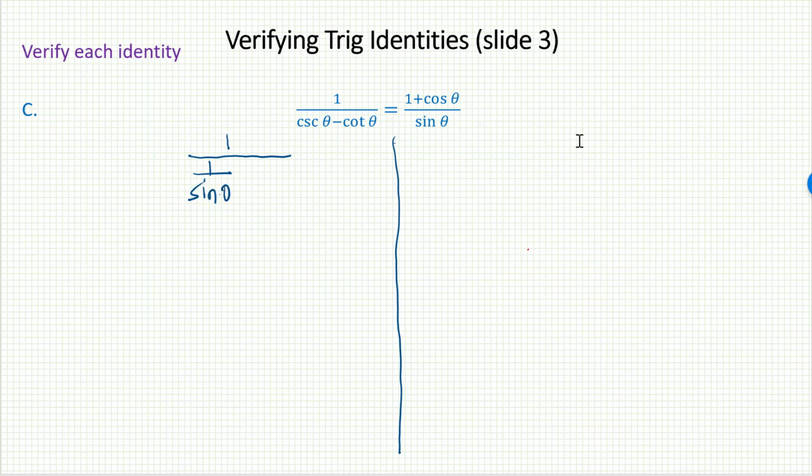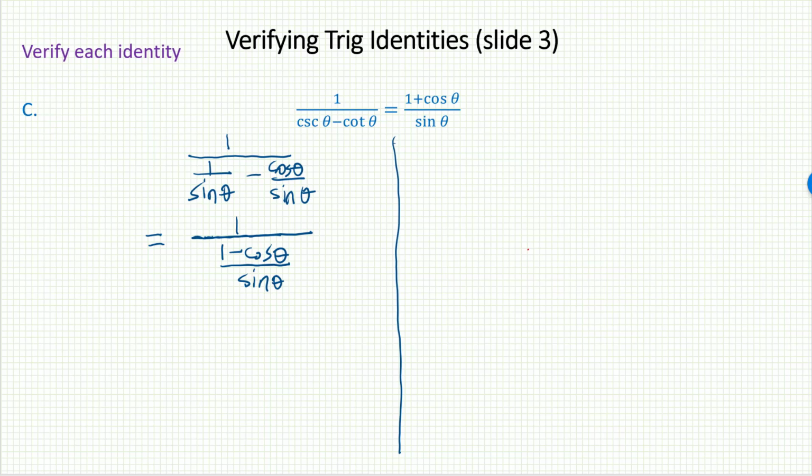Cosecant will become 1 over sine. Cotangent will become cosine over sine. And then those two fractions on the bottom can easily be subtracted. There's already a common denominator there. I'll end up with 1 minus cosine theta over sine theta. This is one of those complex fractions, so I should simplify it next.